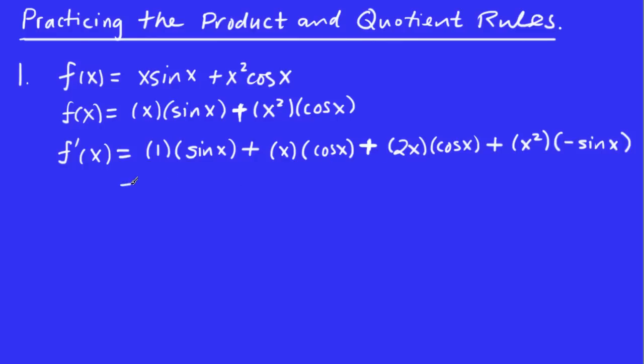I guess it's not really necessary, but why don't I at least rewrite it a little bit nicer? So sine x plus x cos x. Actually, look here, x cos x and 2x cos x can be combined to give us 3x cos x, right? And this last term here, we can write as minus x squared sine x.